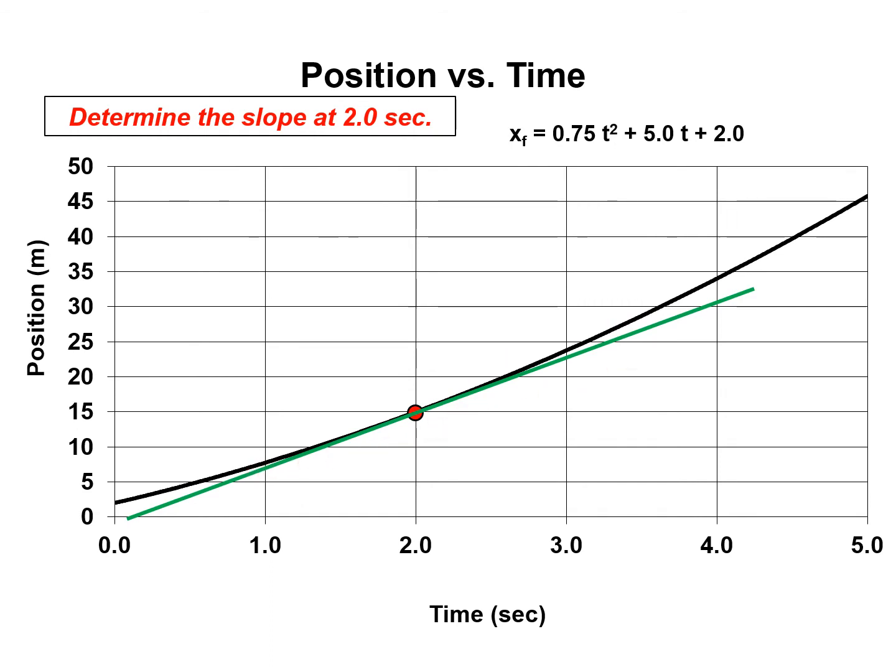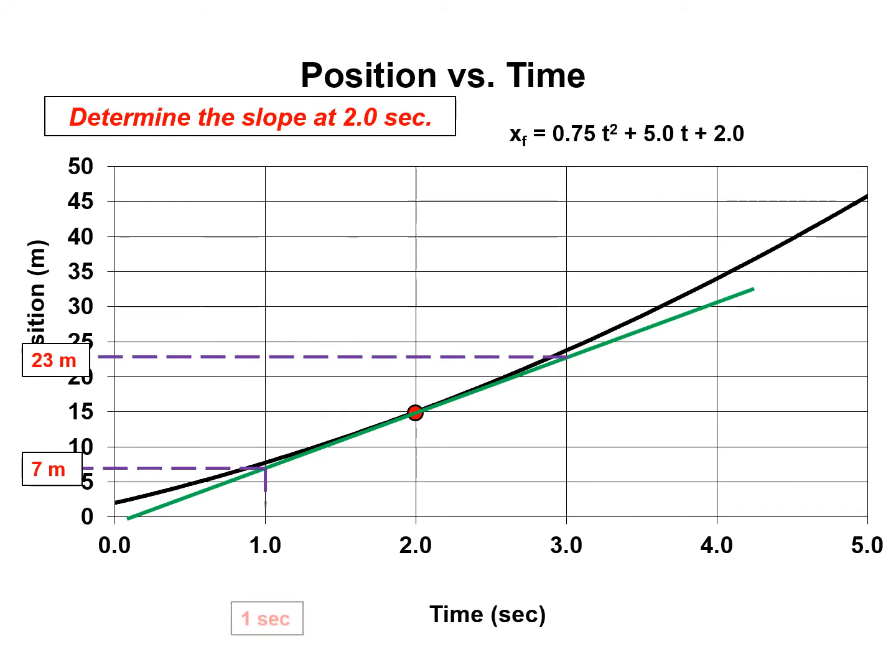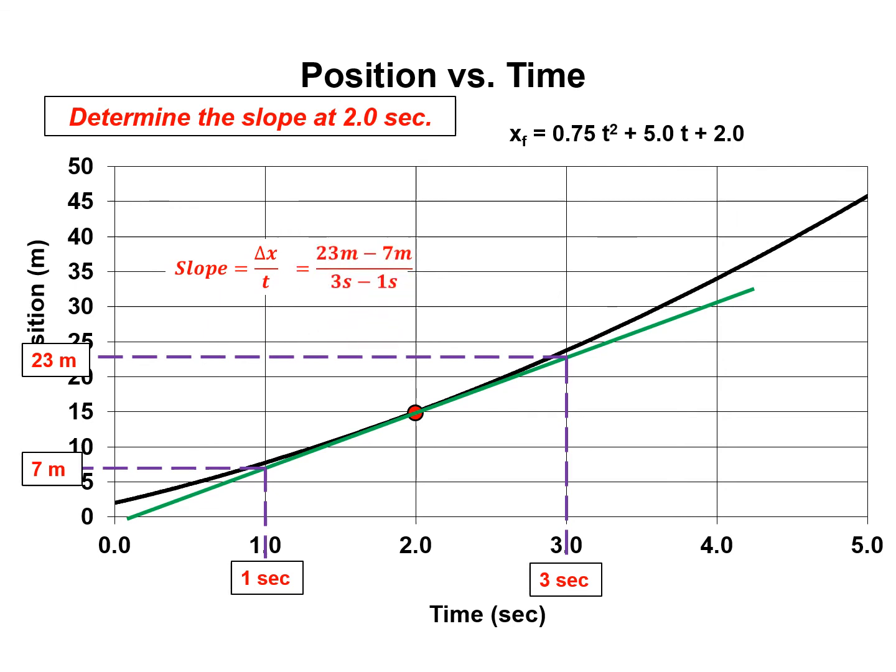So let's get the slope of this line. In order to do that, we need to get 2 points. We get this point down here, which you can see has a position of 7 meters. This point up here has a position of 23 meters. The 7 meters is at 1 second, the 23 meters is at 3 seconds. So let's get a slope of these 2 points. The slope is going to be change in position over time, or rise over run. We get 23 minus 7 divided by 3 minus 1. That gives us 16 over 2, so we get 8 meters per second.